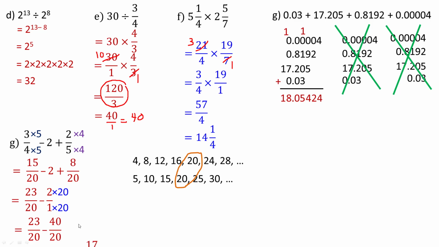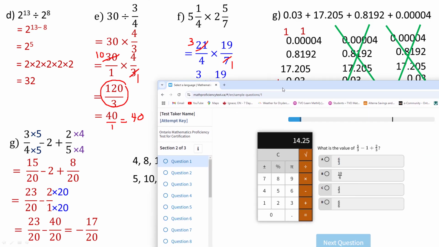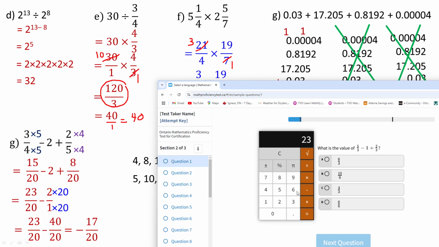23 minus 40 is negative 17 twentieths. And again, if you had the calculator with you, and notice I always hit clear, because otherwise something that you just did might interfere with the calculation you're going to do next. So always clear to start at 0. 23 minus 40. Okay, there's the negative 17 twentieths.